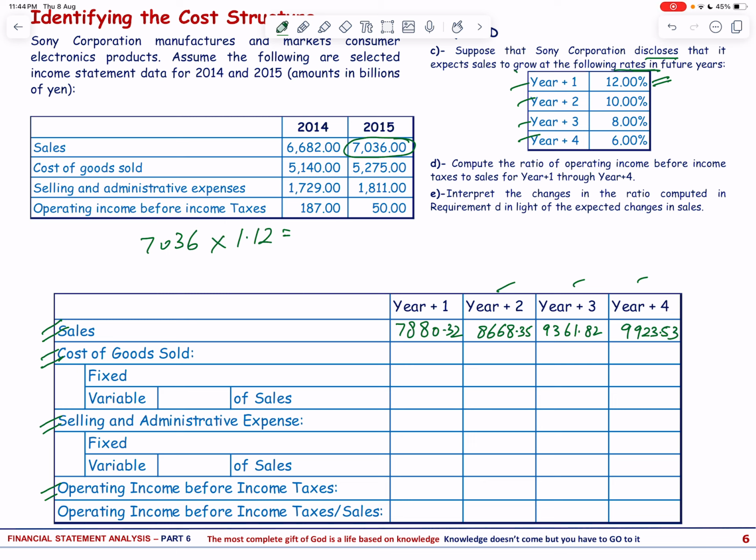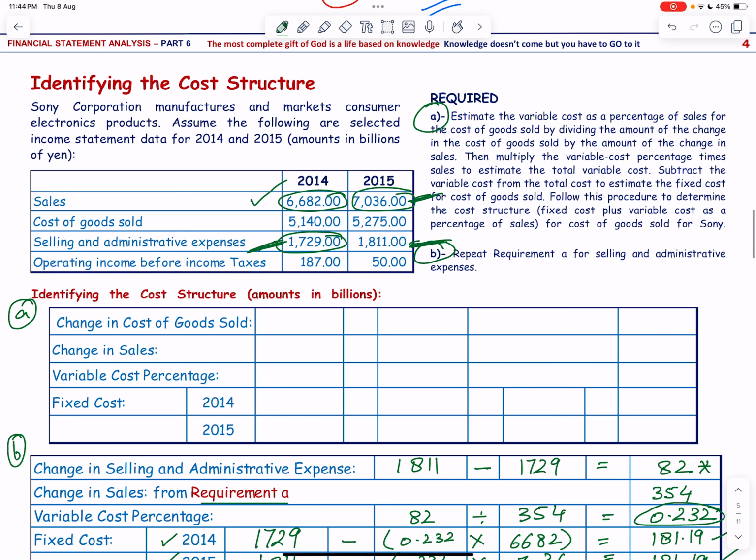Then we go for the cost of goods sold, and for the cost of goods sold we have already calculated it before. If you can remember, the cost of goods sold was calculated here. I can just quickly go back again. The cost of goods sold for the fixed part, for the year 2014 was 5140, minus, if you can recall, we have the changes in the cost of goods sold as 135, that is 5725 minus 5140, and then the change in the sales was 7036 minus 6682, that was 354. So the variable cost percentage was 135 divided by 354, that is 0.381.